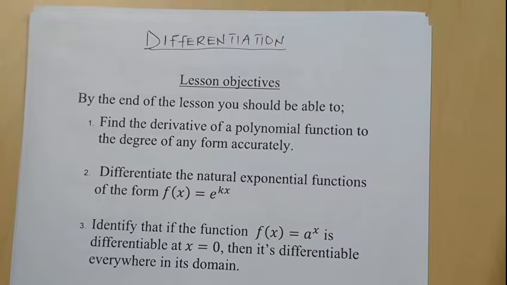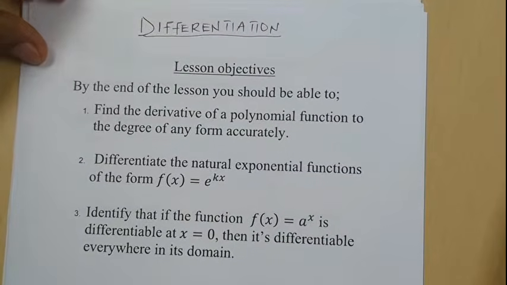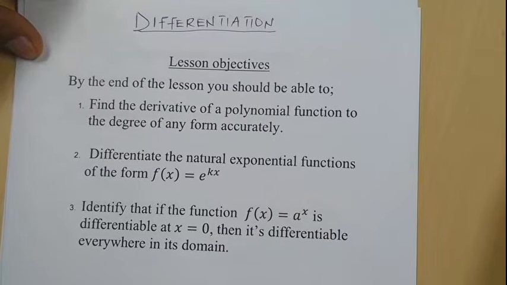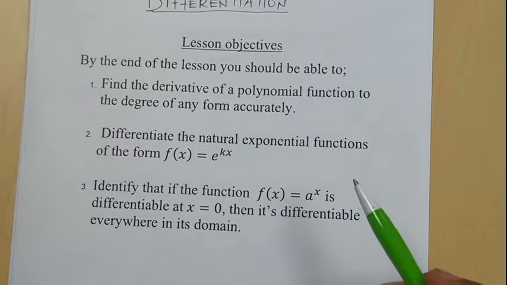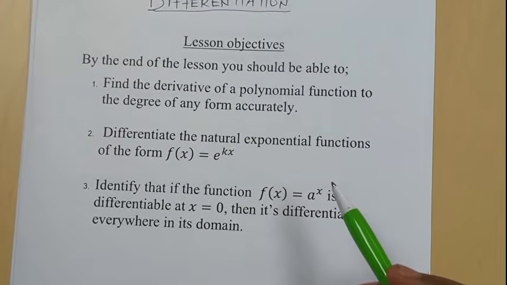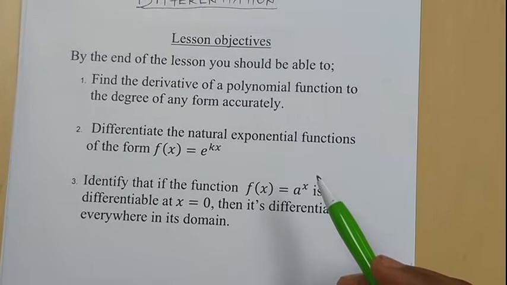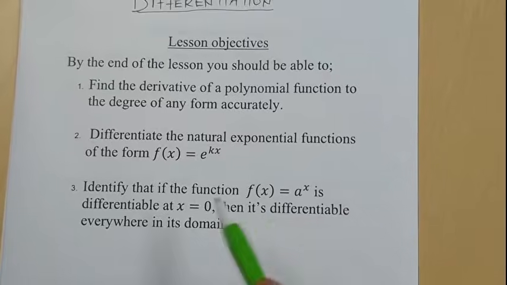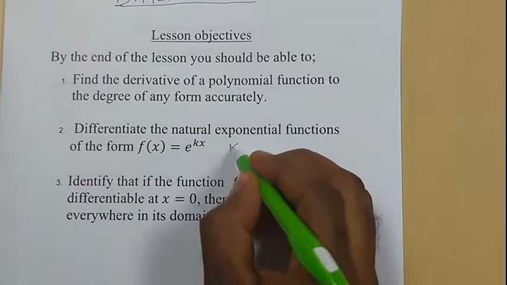We have been looking at differentiation of a function and today we'll continue with it. So before the lesson ends today, I expect that you should be able to know how to find the derivative of a polynomial of any degree accurately. Then secondly, you should be able to differentiate the natural exponential function of the form f of x equal to e exponent kx, where k is a constant.